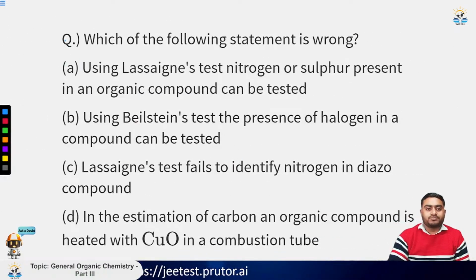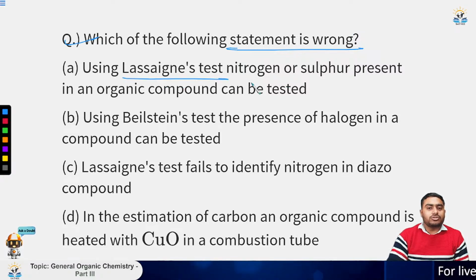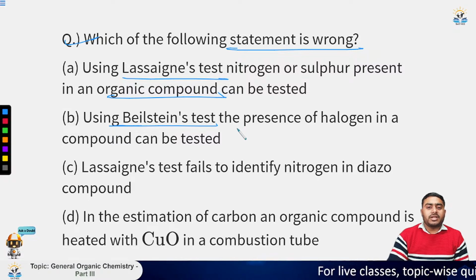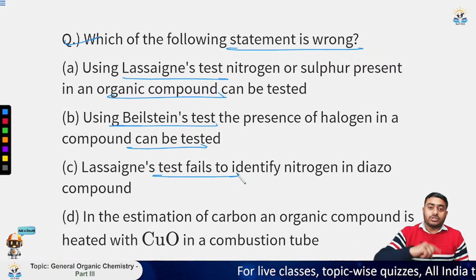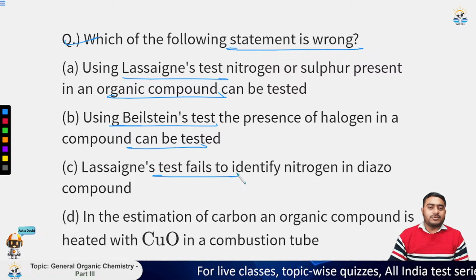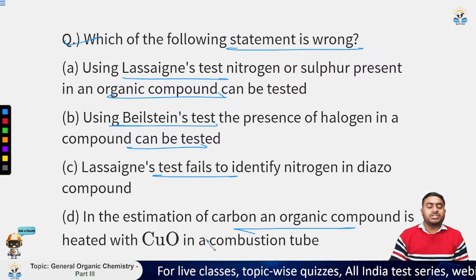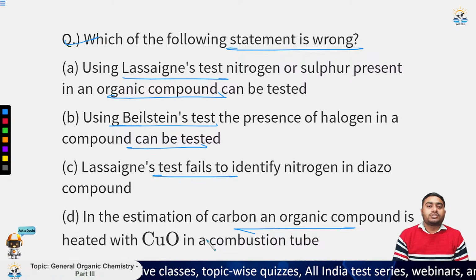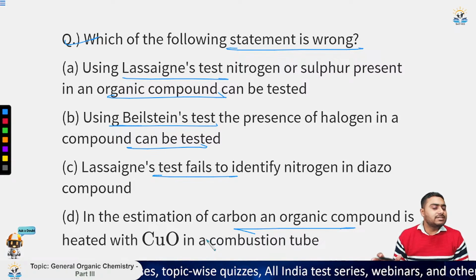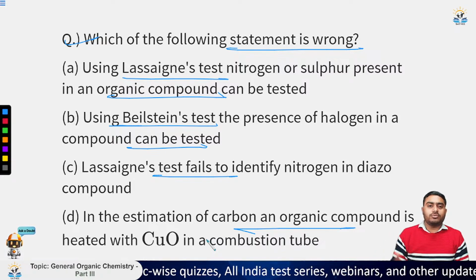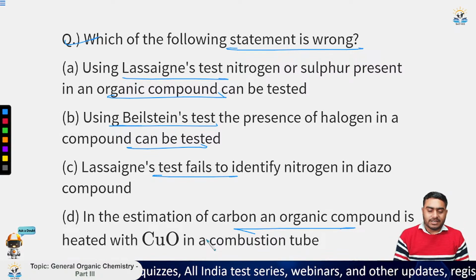Let's move to the next question. Which of the following statements is wrong? Statement A says that using the Lassaigne test, nitrogen or sulfur present in an organic compound can be tested. Statement B says that using the Beilstein test, the presence of halogen in a compound can be tested. Statement C says the Lassaigne test fails to identify nitrogen in diazo compounds. Statement D says that in the estimation of carbon, an organic compound is heated with CuO in a combustion tube. You know the concepts, we have covered so many statements today, so you can recall the concepts and practice this question.